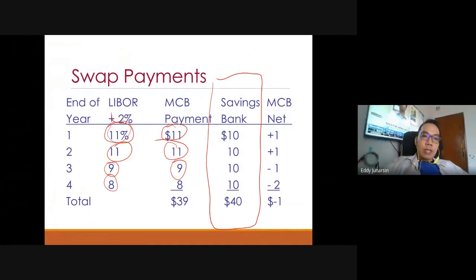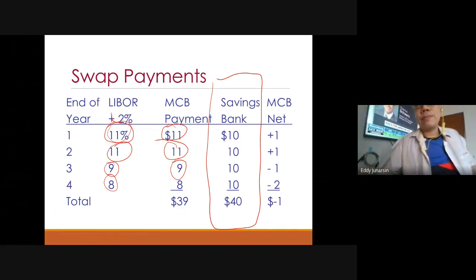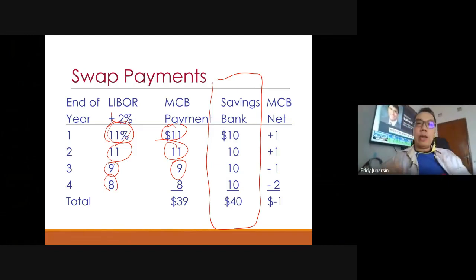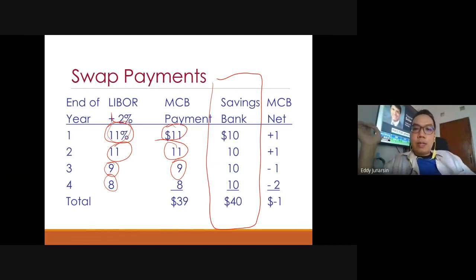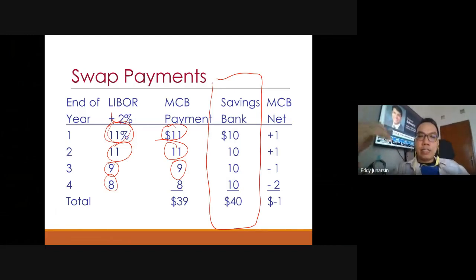And you see here, both entities enjoy what they do like, because again, money center banks like the floating rate payment, and they get it by swapping, or making a swap contract, with the savings bank. On the other hand, the savings bank gets what they like as well, so they end up paying a fixed rate payment by making a swap contract with the money center bank.